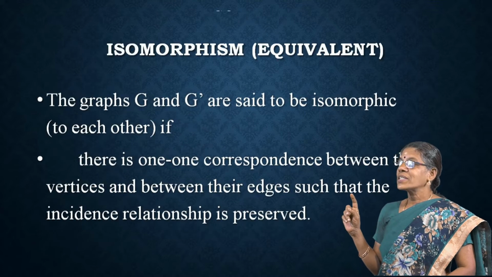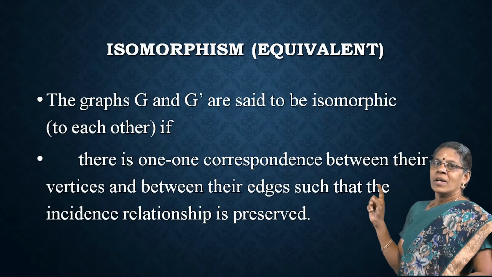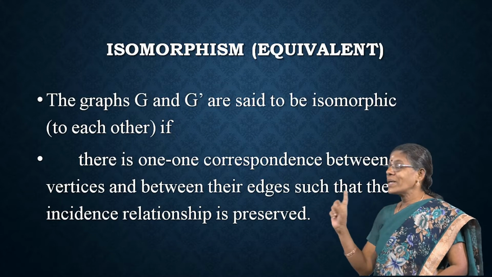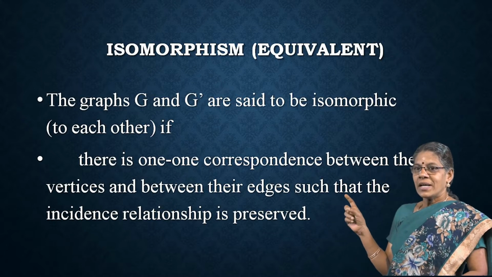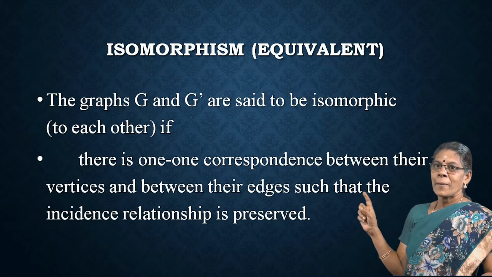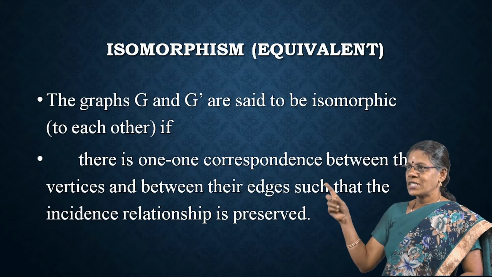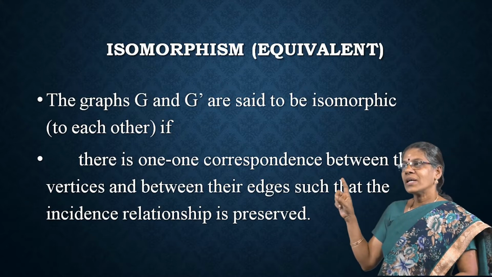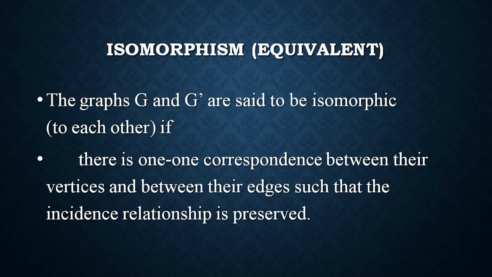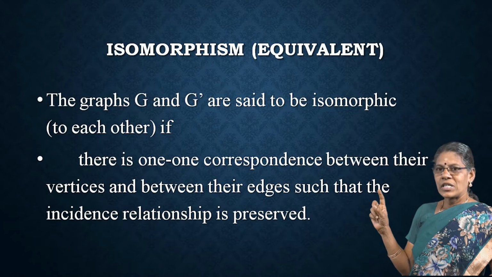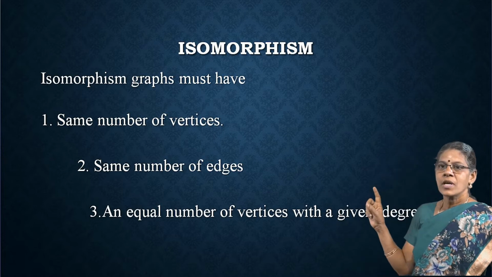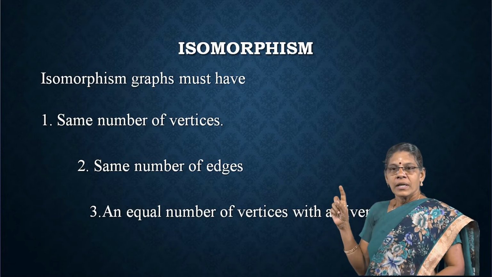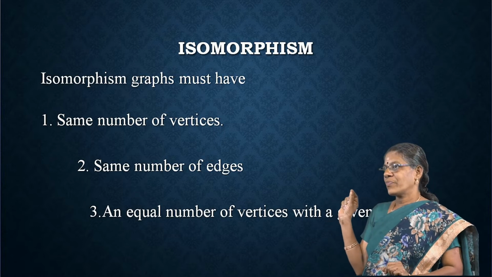The graphs G and G dash are said to be isomorphic to each other if there is a one-to-one correspondence between their vertices and between their edges, such that the incidence relationship is preserved. Isomorphism means there is a one-to-one correspondence between edges and vertices. Isomorphic graphs must have the same number of vertices, the same number of edges, and an equal number of vertices with a given degree.